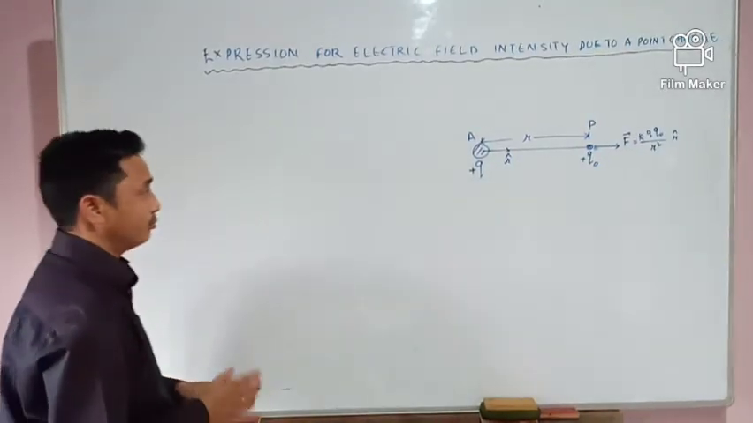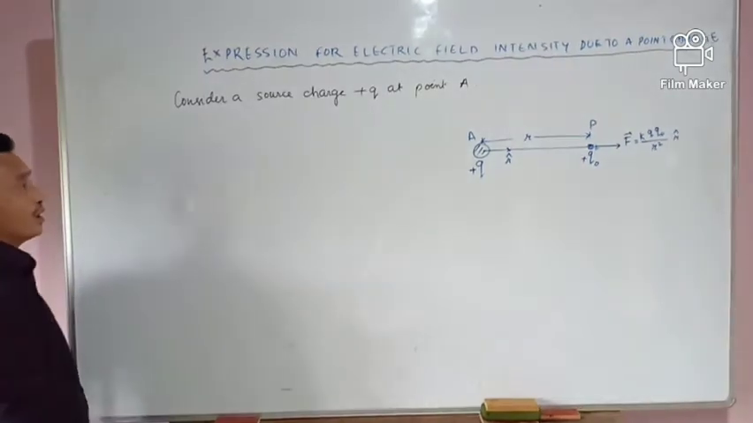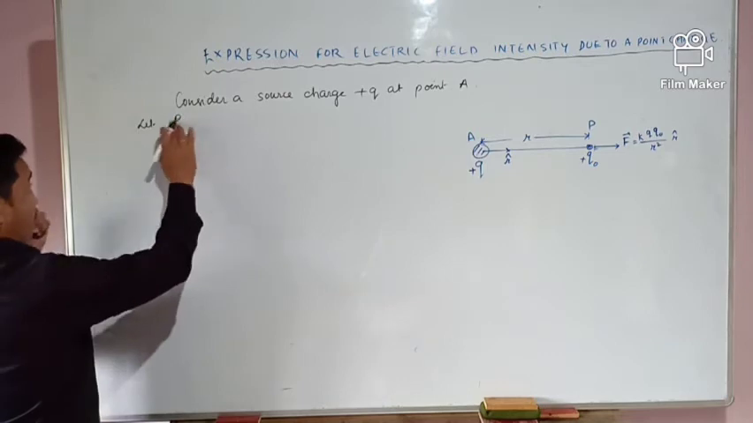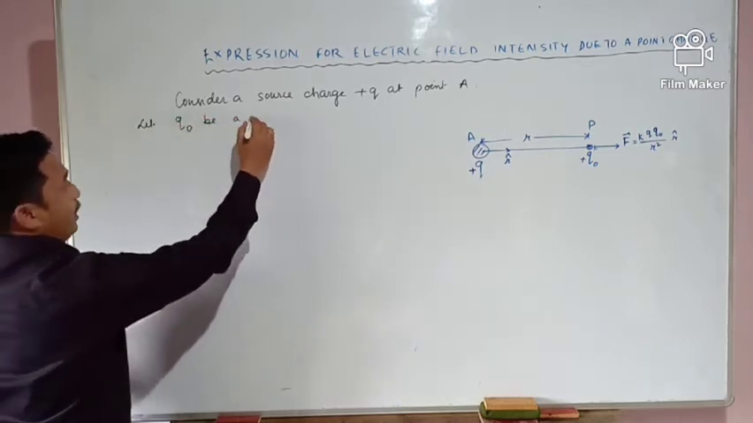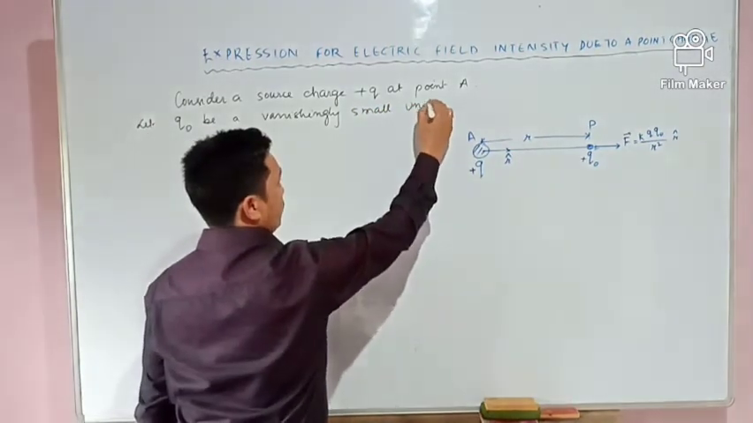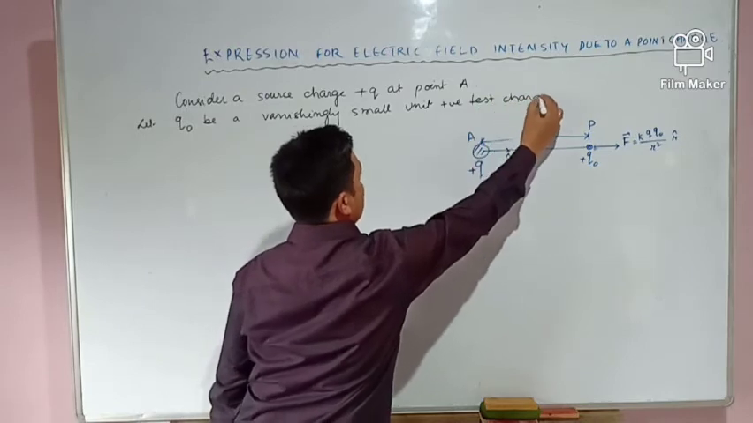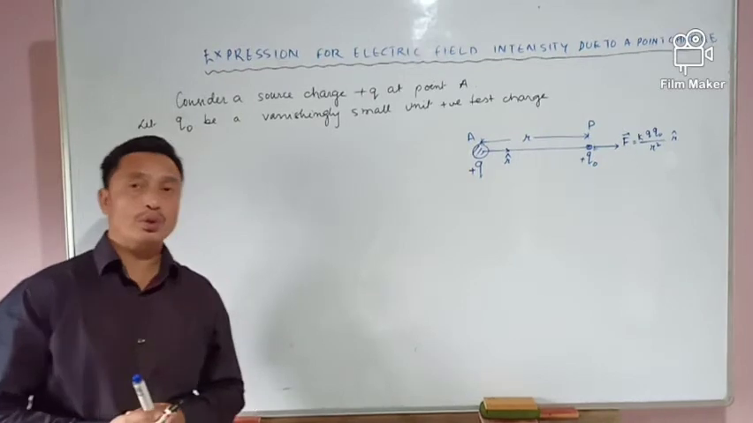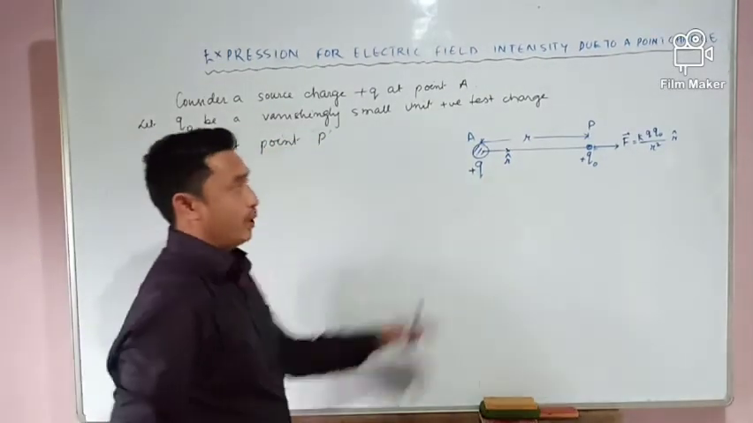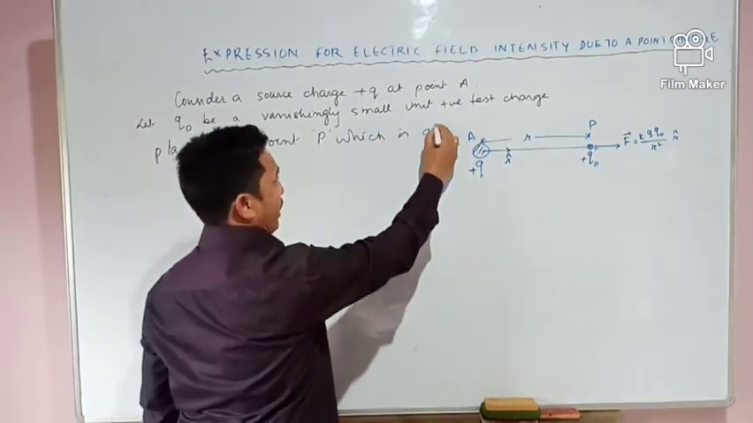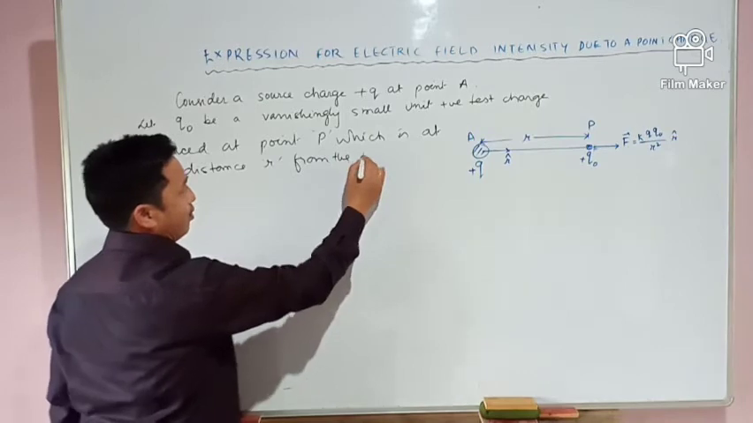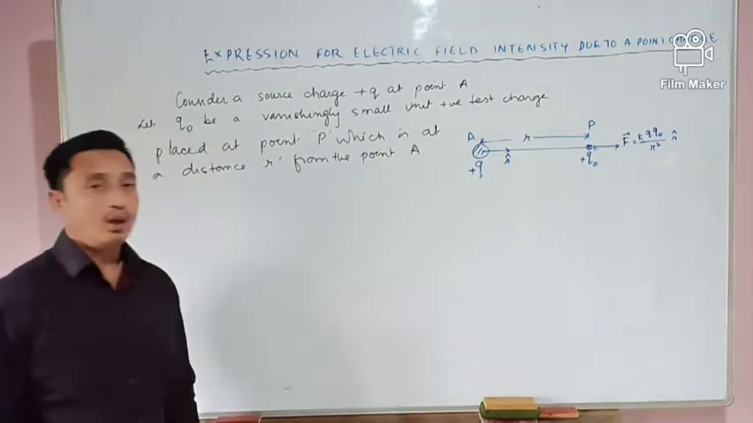Now consider a source charge plus Q at point A. Let P be any point, and let Q naught be a vanishingly small unit positive test charge placed at point P, which is at a distance R from point A, or from the charge plus Q.